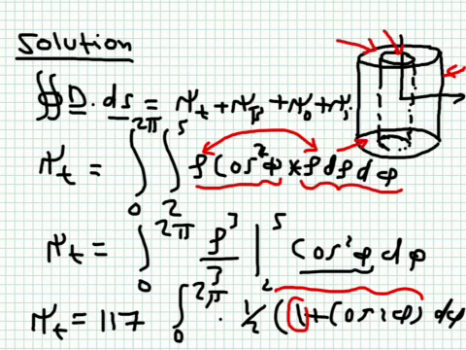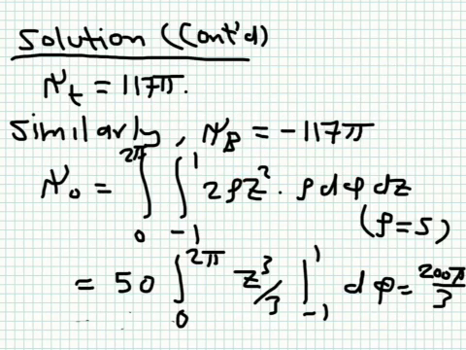The bottom surface is not that difficult. It is easy to show that the direction of the unit normal is really minus az, and it's exactly the same integral except for this negative sign. So I will leave it for you as an exercise to show that psi b, the flux from the lower base, is equal to minus 117 pi. Now what remains is to do the outer and the inner integrals.